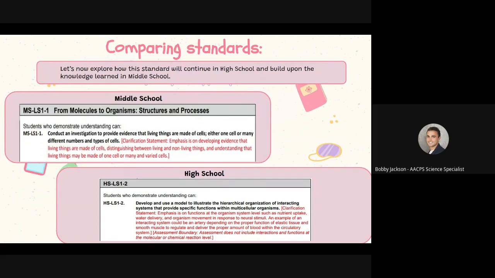Let's compare this vertical alignment of the standard to the high school standard. This MS-LS1-1 leads into HS-LS1-2. In high school, students will take cells a step further, in which they'll have to use models and illustrate hierarchical organization of interacting systems that provide specific functions within multicellular organisms. So at the high school level in life science, students will have to be able to understand that cells form tissues, tissues form organs, and organs form organ systems, with a little more in-depth detail in reference to those specific organ systems.